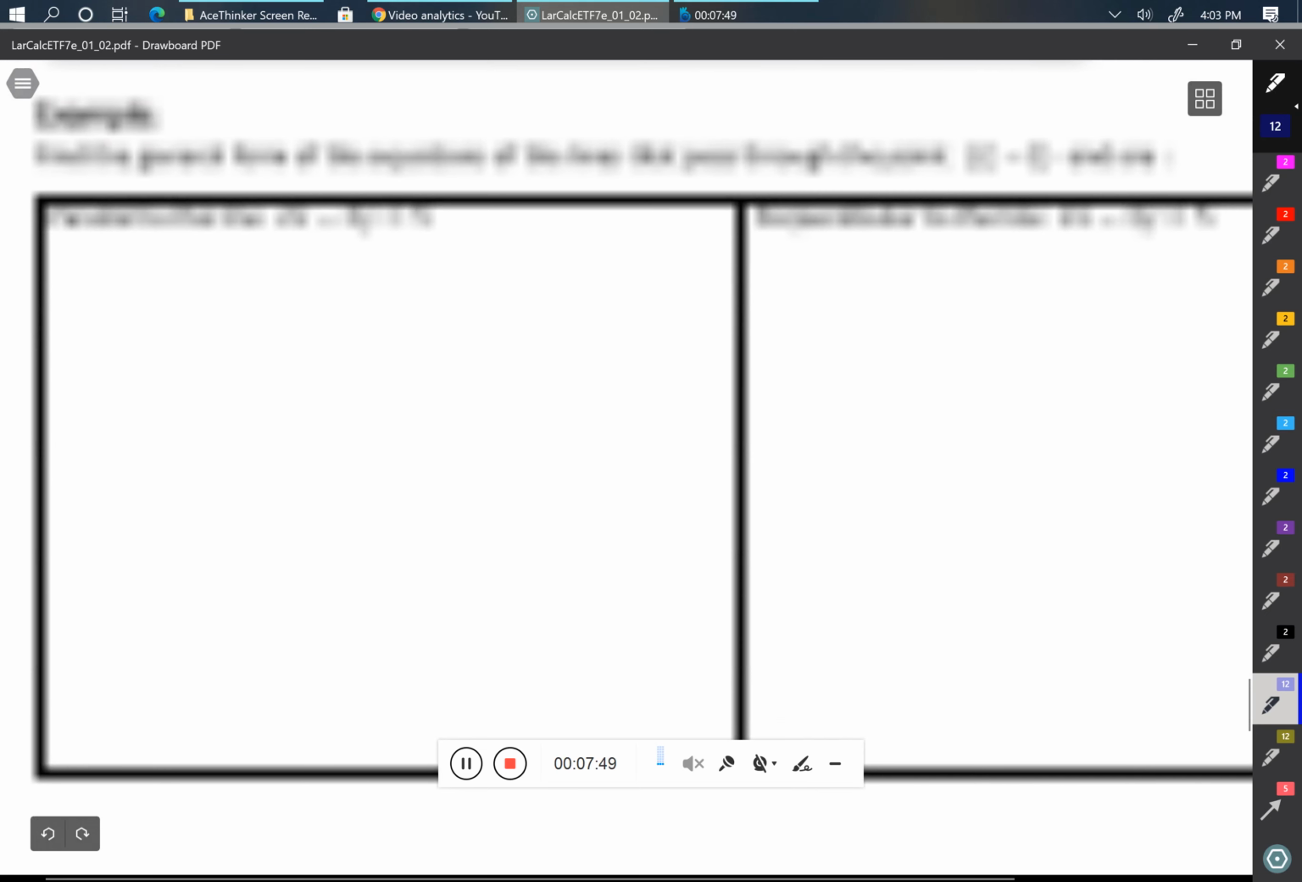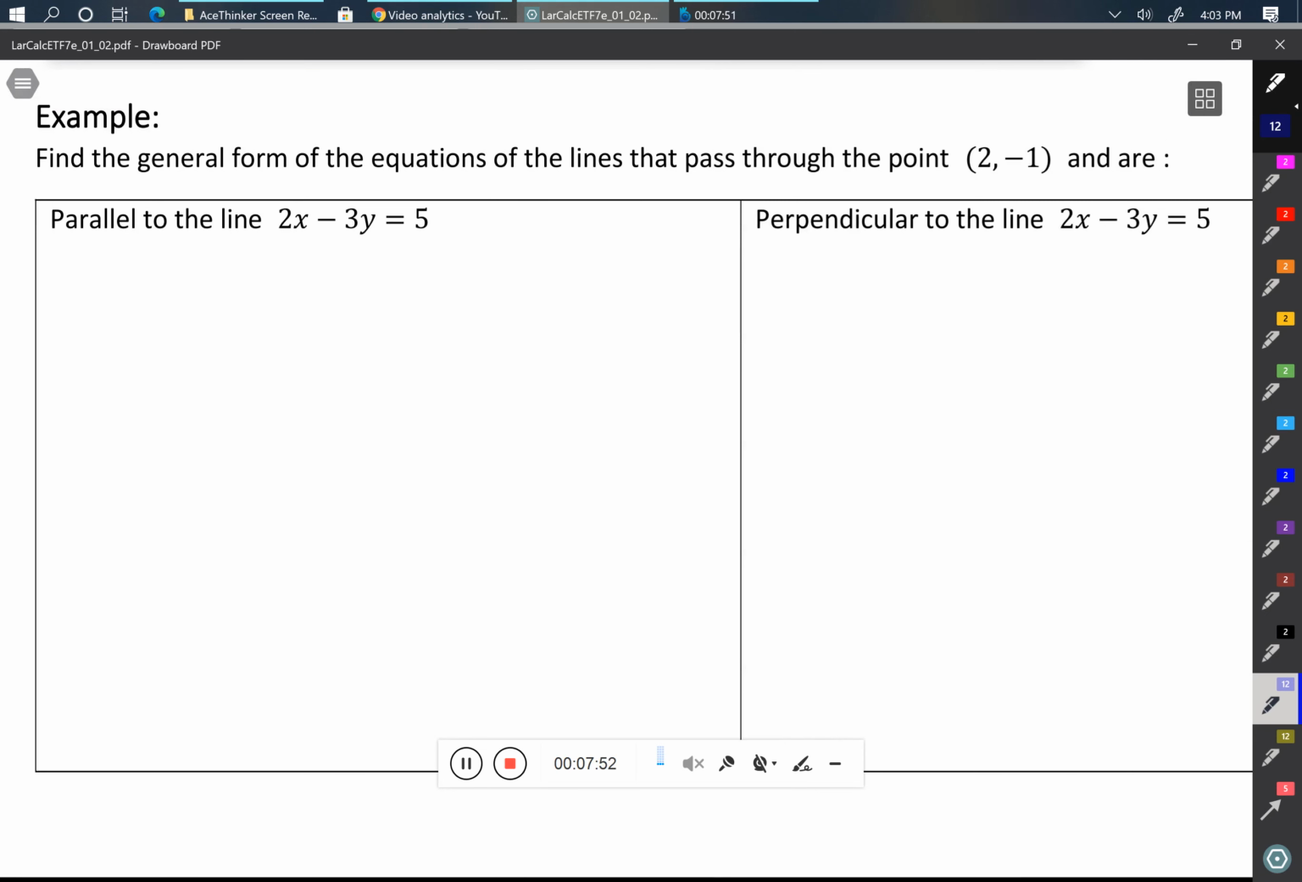All right, so what do the directions say here? Find the general form of the equations of lines that pass through the point (2, -1), and are parallel and perpendicular. Ooh, so we're going to find equations that are parallel and find the equations that are perpendicular. Okay, we can make this happen. All right. In order to find a line that is parallel to this, I need to know what the slope of it is, because for parallel lines m sub 1 must be equal to m sub 2.